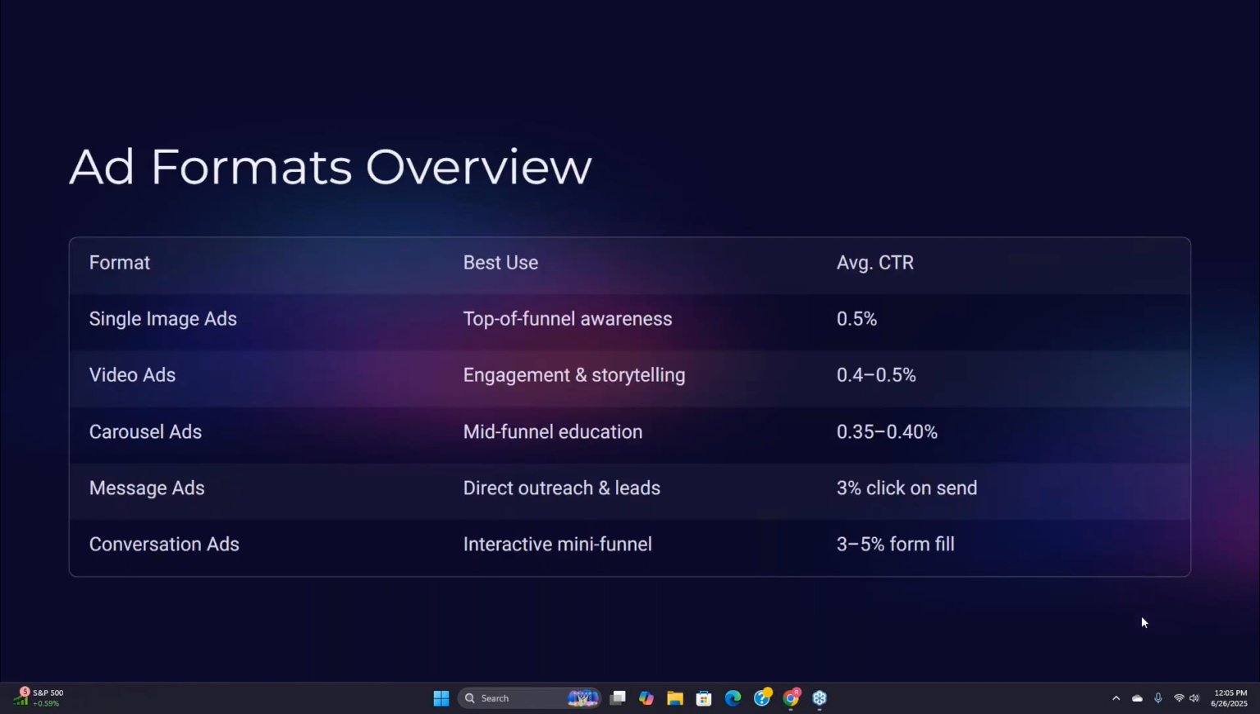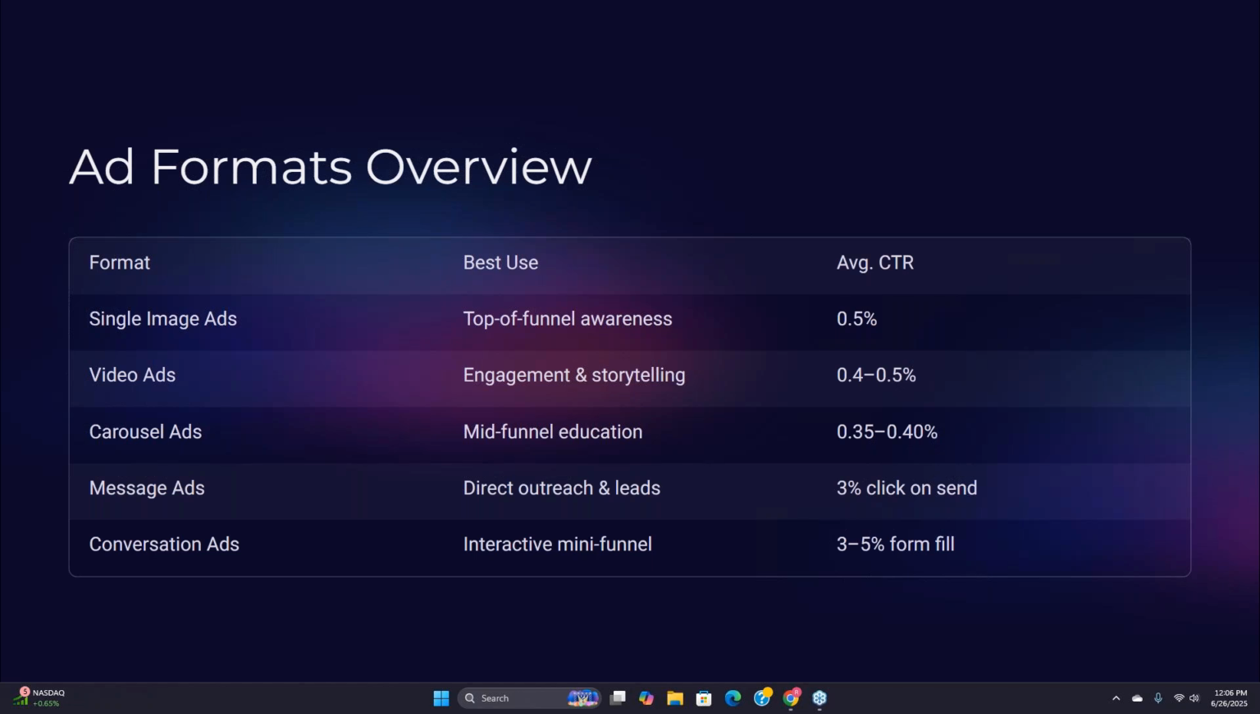Ad formats overview. On LinkedIn, there are several main ad formats. You've got single image ads, which are more top of the funnel awareness. Average CTR is 0.5%. You've got video ads, which are good for engagement and storytelling, which is roughly the same average CTR as single image ads. Carousel ads are mid-funnel education. You can put a lot more information in there, a lot more as far as visuals go. It's going to be roughly the same CTR.